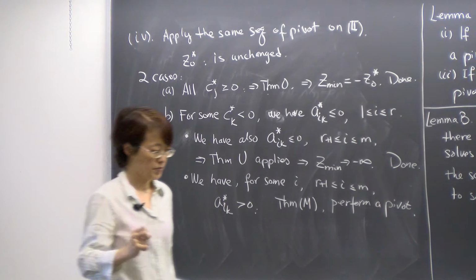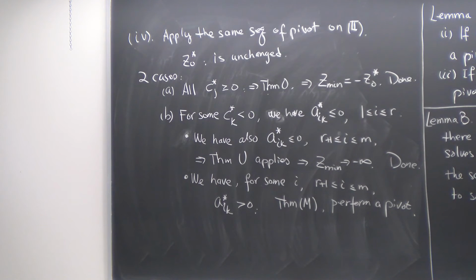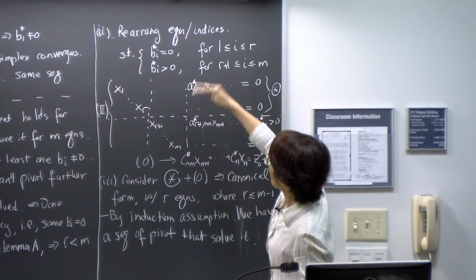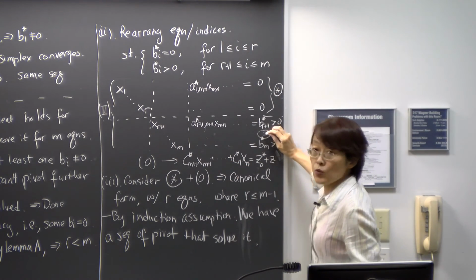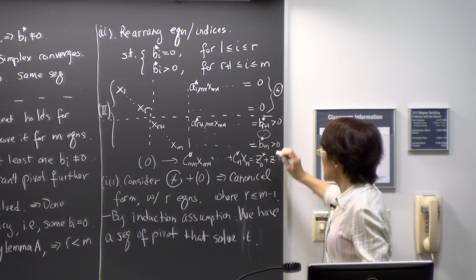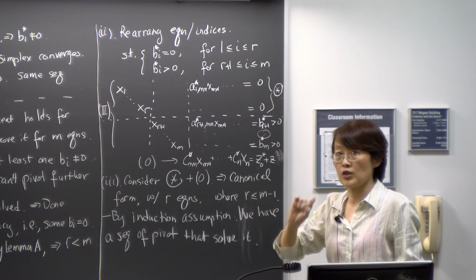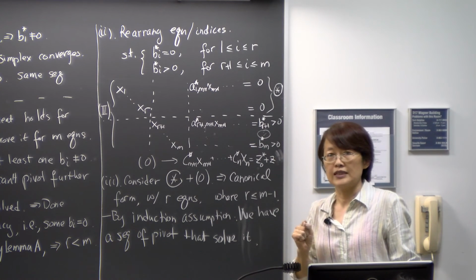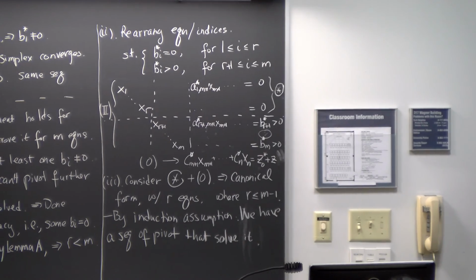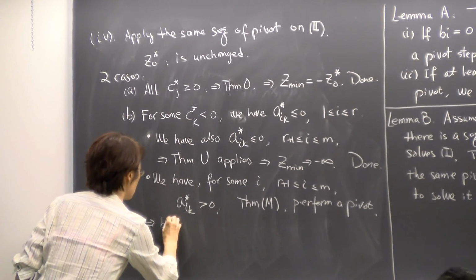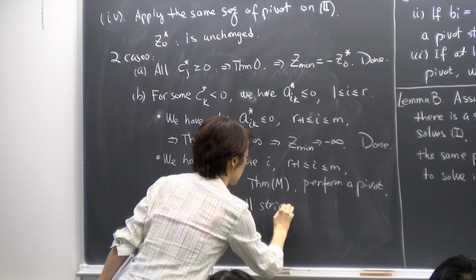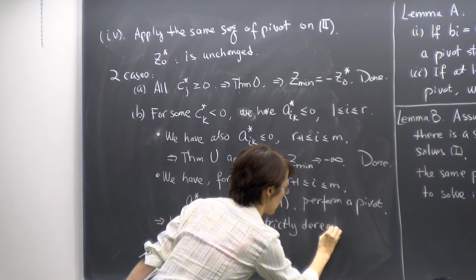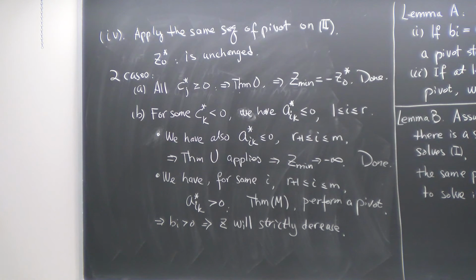Okay, now here comes the most important argument for this step. The place you're going to choose to pivot will be in the lower half of this system, because it's one of these a's that are positive, which means the associated b will be strictly bigger than 0. Is that clear? Which means the z value at the new basic solution will be strictly decreasing after you pivot. That is very, very important. So you know the associated b_i will be strictly bigger than 0, and then you know z will strictly decrease at the new basic solution.